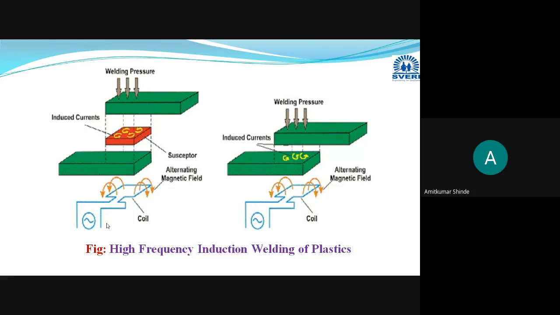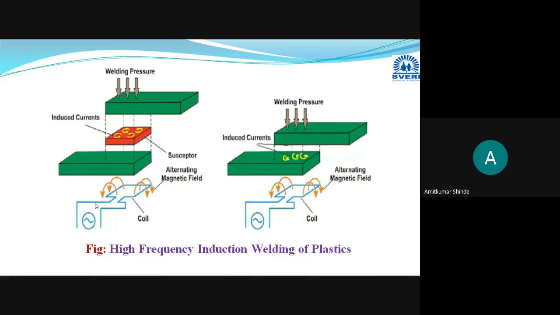Now this is the concept of how we are going to heat this component. These two are our plastic materials which we want to join. Our heat source is the inductor coil. In this inductor coil, we are going to pass high frequency alternating current. When the high frequency alternating current passes through the inductor coil, an alternating magnetic field will be generated in a direction perpendicular to the applied current.